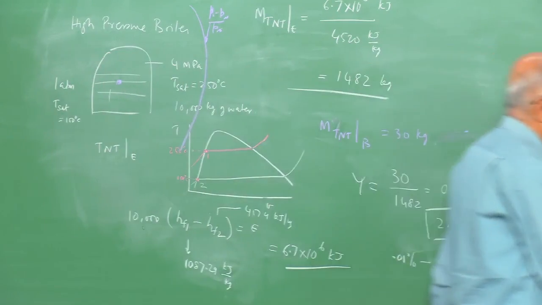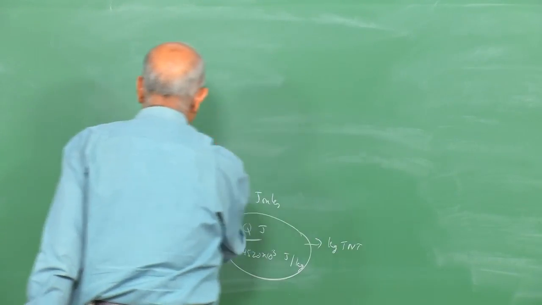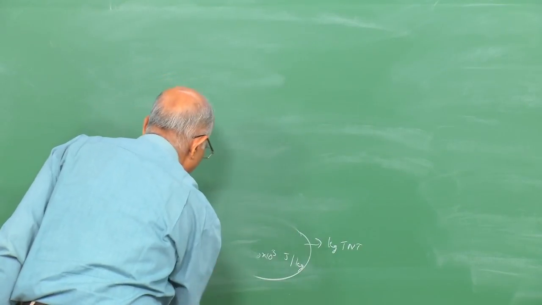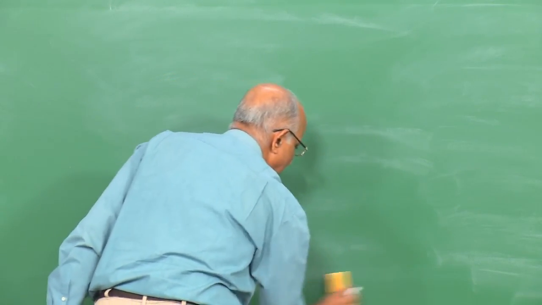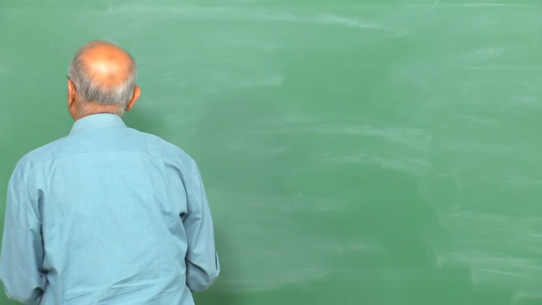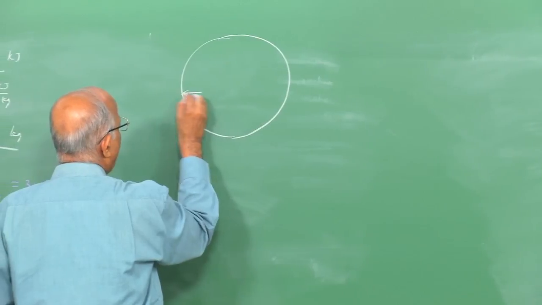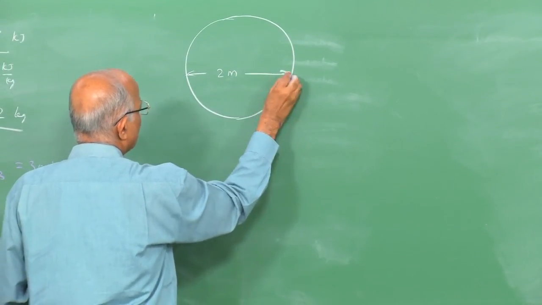This is an important area wherein not much research has been done, but we need to use the TNT equivalence whenever we talk in terms of non-ideal explosions. Therefore, let's consider the last problem. Let us consider a pressure vessel, a pressure vessel of diameter 2 meters.